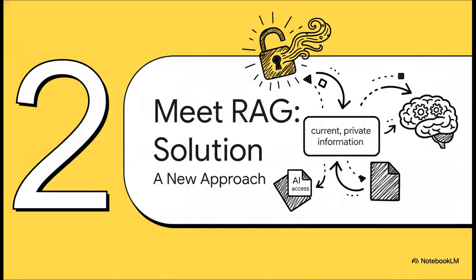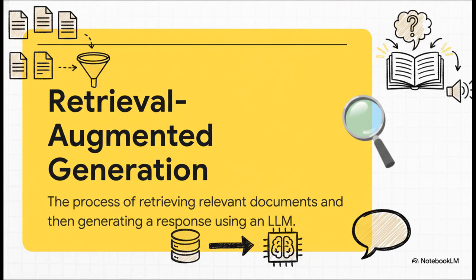So how do we fix all that? How do we give an AI access to current, private information without it making things up? Well, this is where RAG comes in. It's a really elegant solution to all four of those problems we just talked about. Now, the name, Retrieval Augmented Generation, sounds a little intimidating, I know. But the idea behind it is beautifully simple. Let's just break it down.